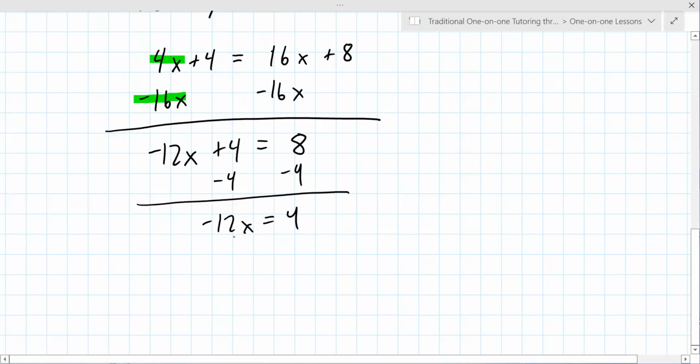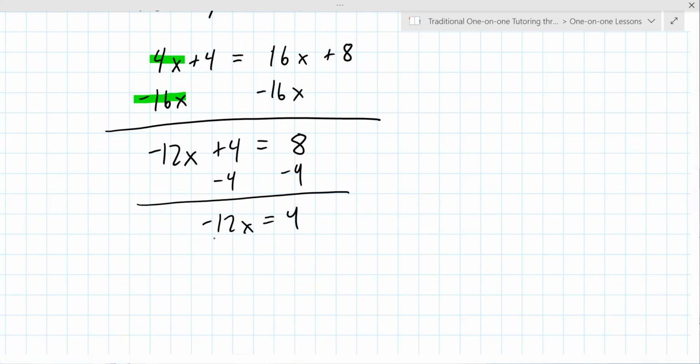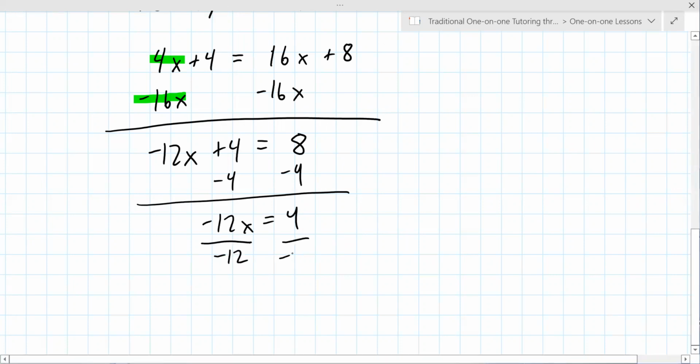So let's keep going. What is the next step here to undo negative 12 times x? Division. Divide both sides by negative 12. So on the right, you have 4 divided by 12, but it's negative. Is there a number that goes into both 4 and 12? 4 goes into both. It's negative 1/3.